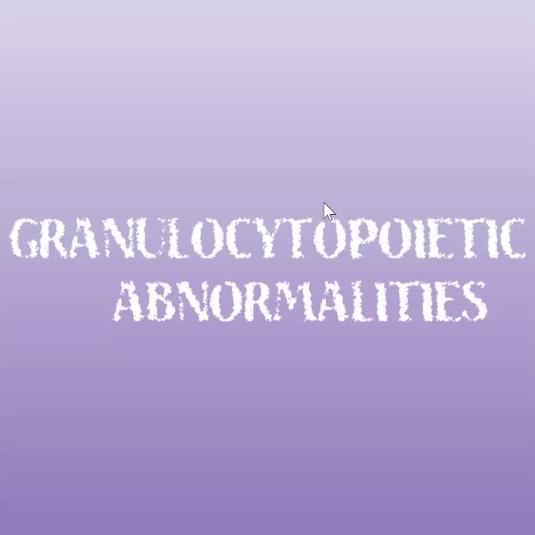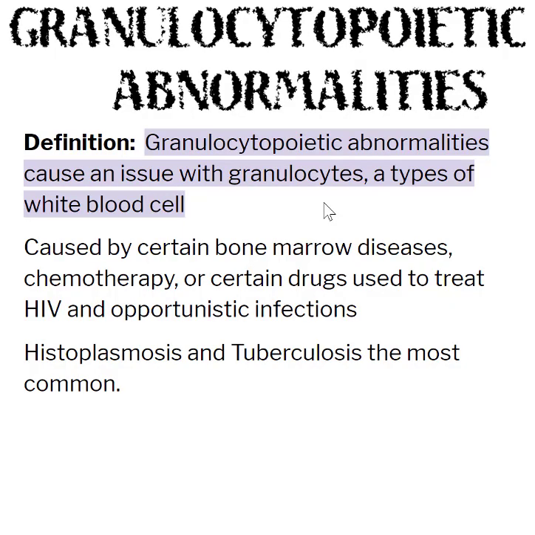Next up, we have granulocytopenic abnormalities. Granulocytopenic abnormalities particularly refer to abnormalities with white blood cells. So granulocytes are a subset of white blood cells, and these again are also caused by certain bone marrow diseases, but we can also see these white blood cells having abnormalities due to chemotherapy, certain drugs, HIV, and some infections. The infections that we most commonly see with granulocytopenic abnormalities are histoplasmosis and tuberculosis.